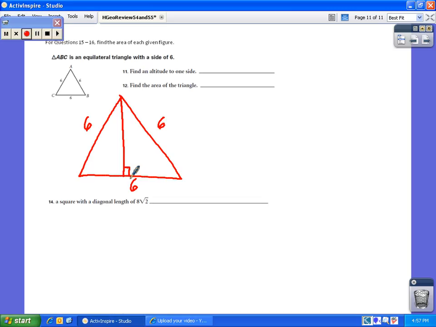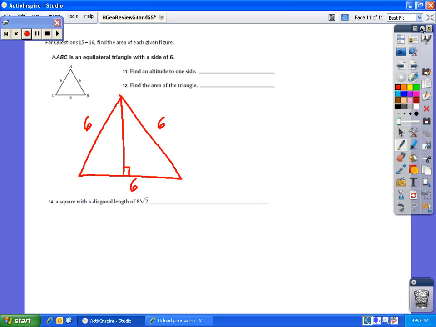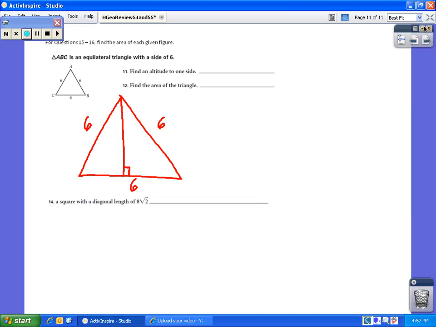In order to solve for the altitude, I'm going to look at this like a right triangle. We actually know two sides of this right triangle. The hypotenuse is 6, and the shorter leg is 3 because it's half of this side. So we're solving for the altitude. Let's call it B. There's two ways to solve this. You can either use your special rights and notice that this is the long leg in a 30, 60, 90 triangle, which would make the altitude 3 times the square root of 3.